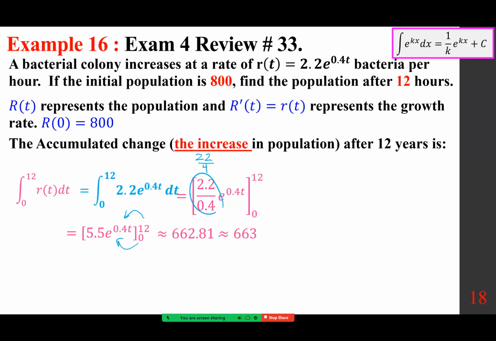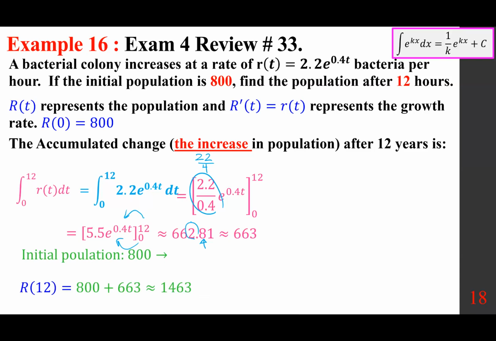We go with 1 decimal because this number is 8, number 2 changes to 3. The initial population was 800. Add them up, and that is the accumulated change. This is the population after 12 hours. The population after 12 hours, everybody.